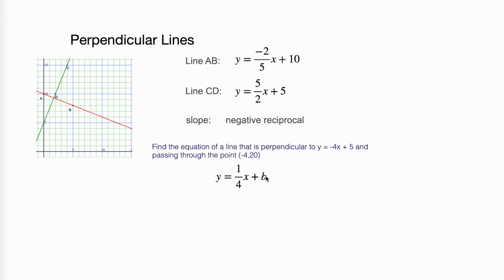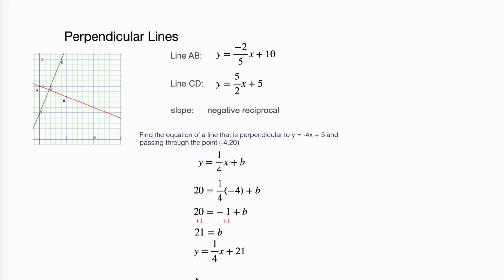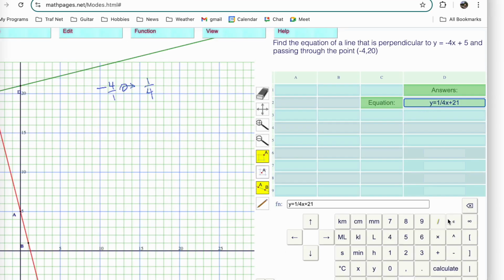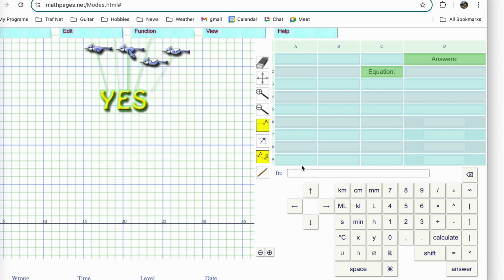And then to find b, I'm just going to replace my x with negative 4 and the y with 20. We have 20 equals 1/4 times the x value, negative 4, plus b. All right, 1/4 of negative 4 is negative 1, where the 4s cancel, and you're left with 1 times negative 1. We end up getting 20 equals negative 1 plus b. Add 1 to both sides. b is 21. We get the equation y equals 1/4 x plus 21. Let's go and see if that's right. y equals 1/4 x plus 21, and then I press answer.